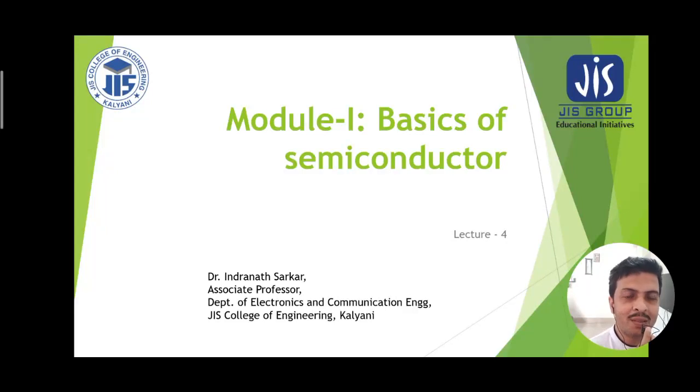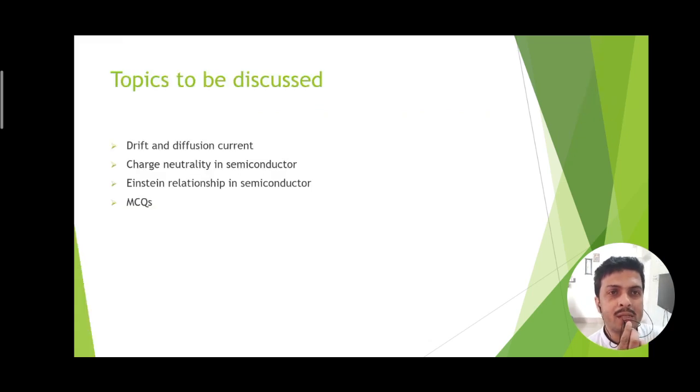Hello, welcome. In the last class, we discussed the intrinsic and extrinsic semiconductor, the Fermi level in intrinsic and extrinsic semiconductor, and the mass action law. Now, today we will discuss these topics: drift and diffusion current, charge neutrality in semiconductor, and Einstein's relationship in semiconductor, with some MCQs.